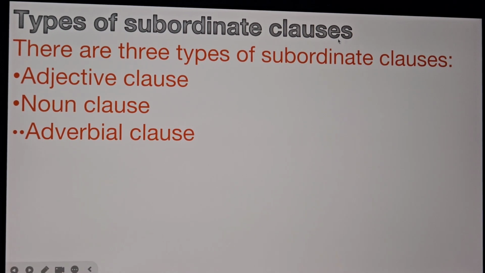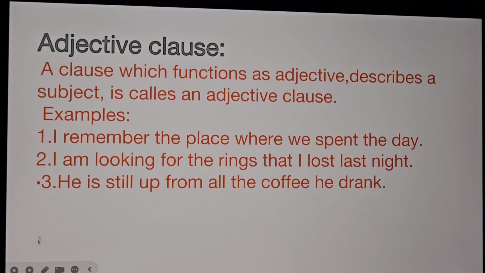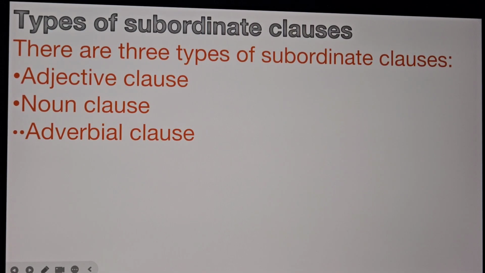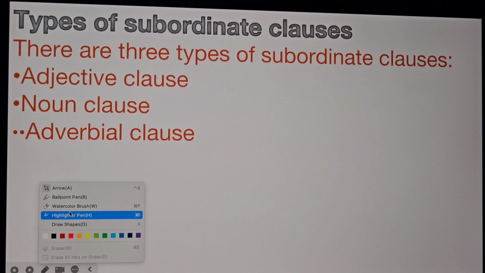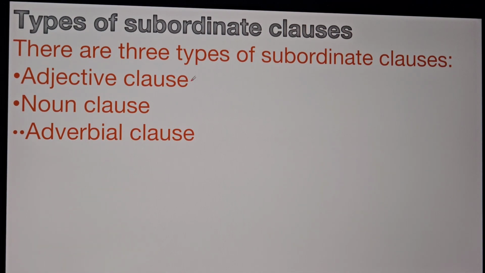Types of subordinate clauses. There are three types of subordinate clauses: adjective clause, noun clause and adverbial clause. Let's discuss one by one what exactly they are with examples.